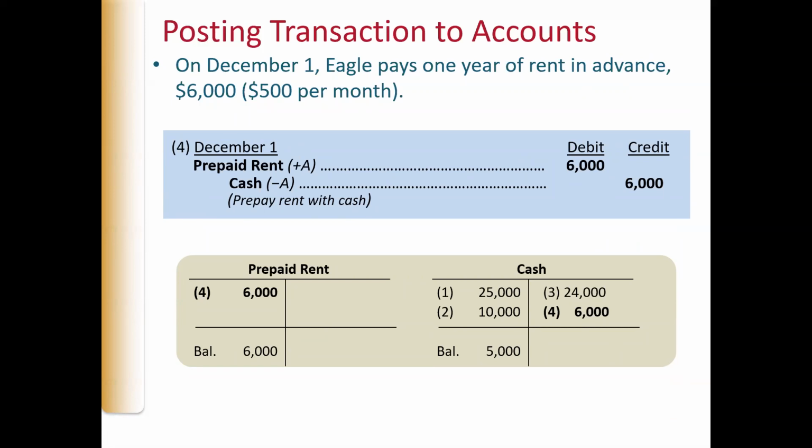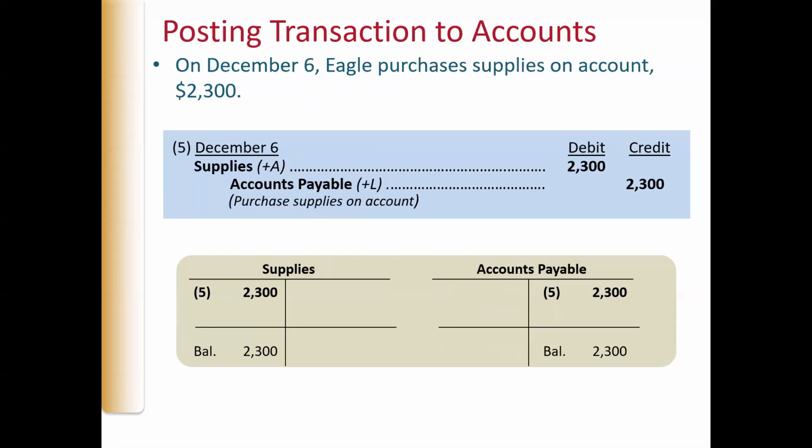On December 1st, Eagle pays 1 year of rent in advance of $6,000. We see the account prepaid rent debited, cash got credited. Because cash was being decreased, we credited it. Prepaid rent was being increased, therefore we debited it.